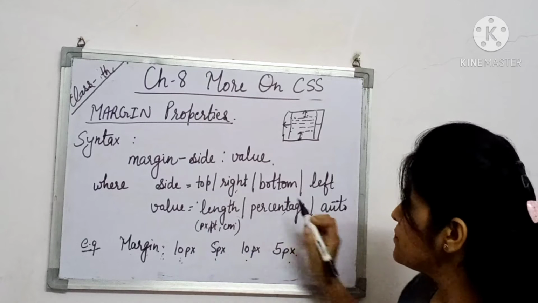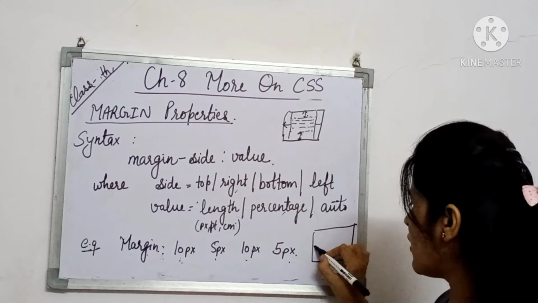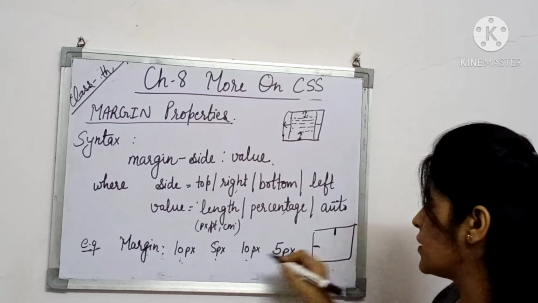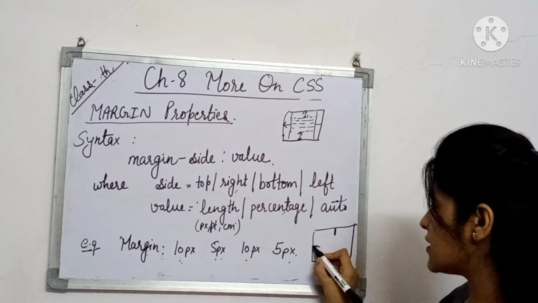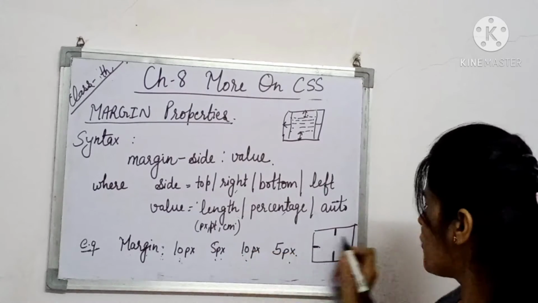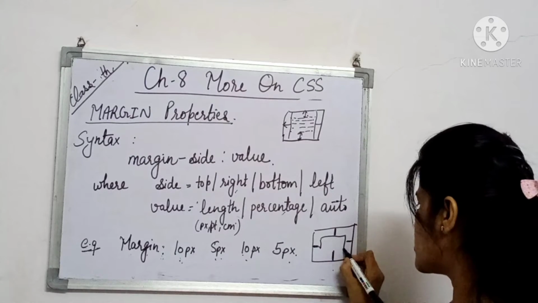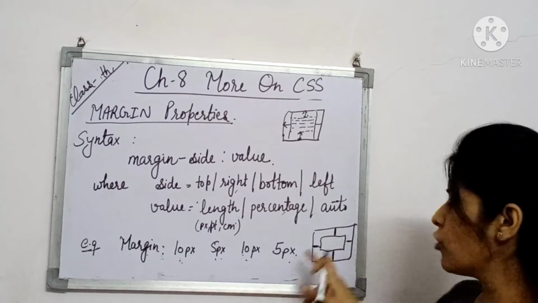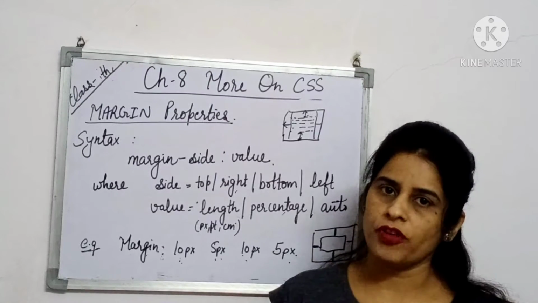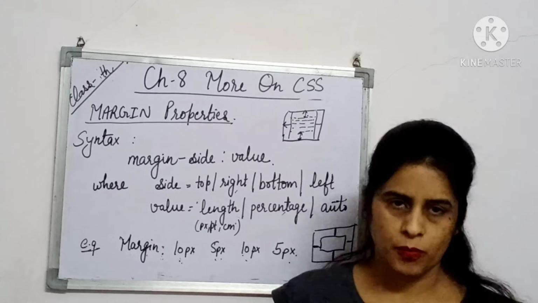So this is your page. And it will leave 10 pixel from the top, then 5 pixel from the right side, then 10 pixel from the bottom, and then 5 pixel from the left-hand side. And this is your page. इतना margin छोड़कर वो यहाँ पर लिखना start करेगा. By this property you can set the margin of your page. And the last property is the border property.